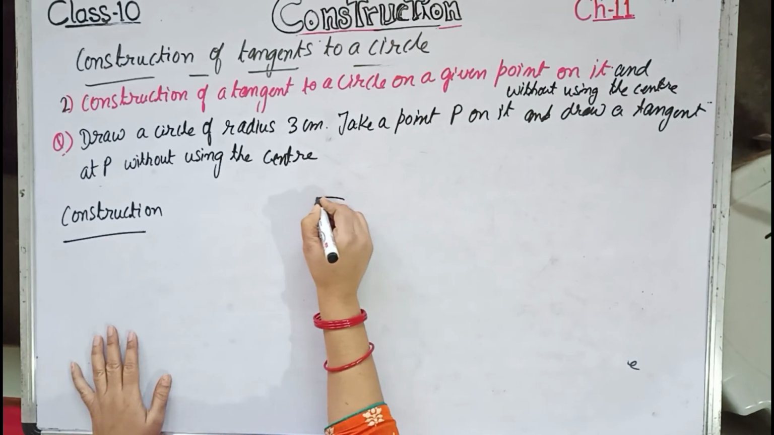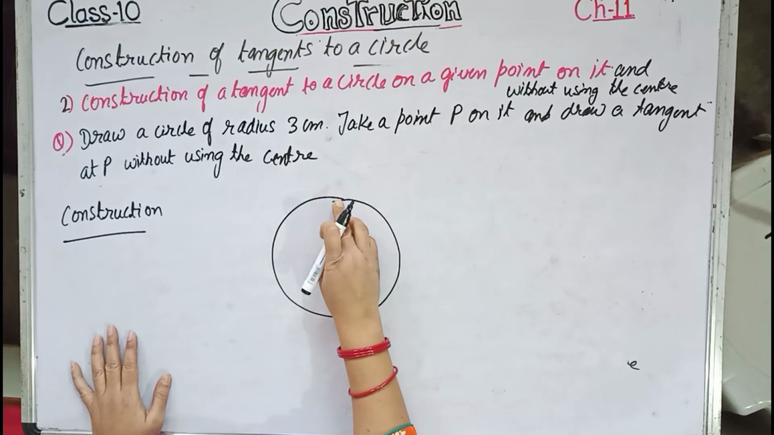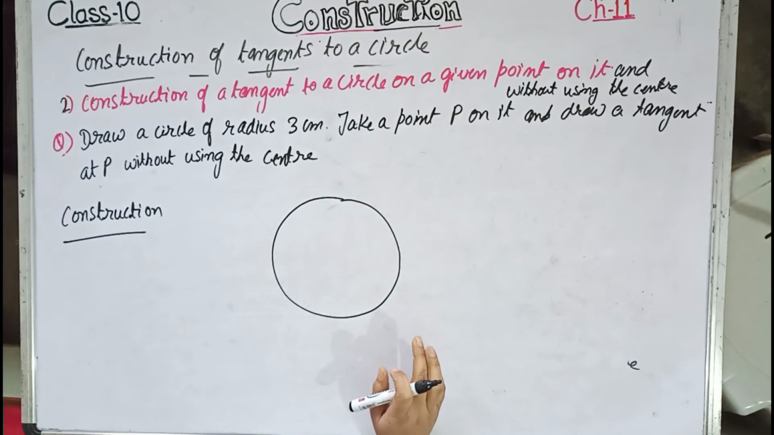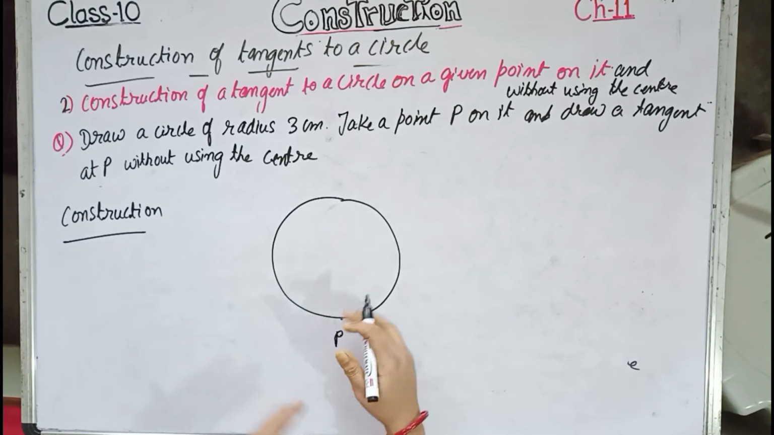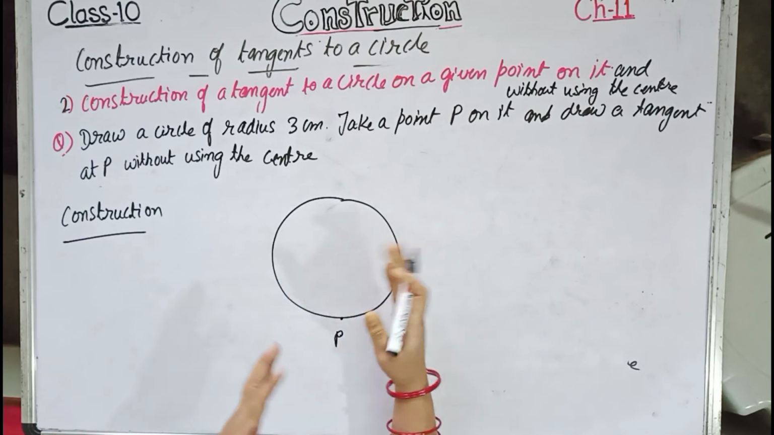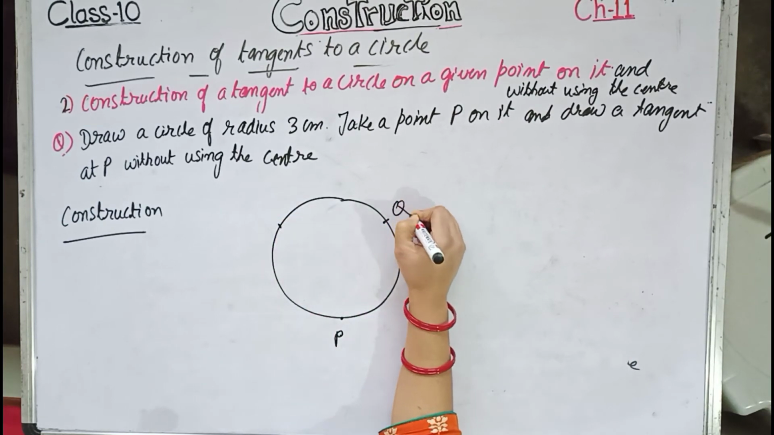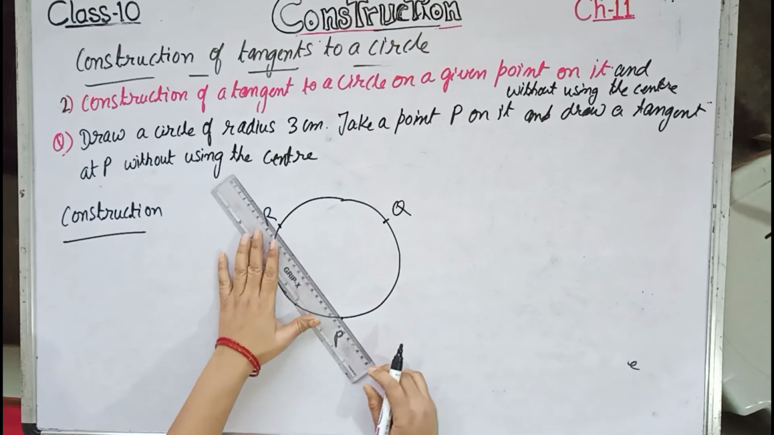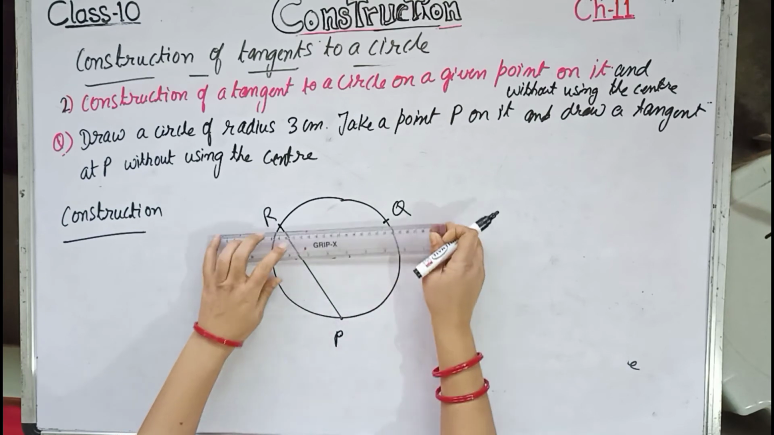So first over here, draw a circle of radius 3 centimeter. Take a compass. We don't have to use the center, so I am not marking O over here. Now take any point P on it. Suppose I have taken point P on it. Now except this point P, take any other 2 points on the circle. Suppose I am taking here and here. So let us name them Q and R. Now join with the help of your scale. Join PR and PQ and this RQ as well. Let's draw a triangle.